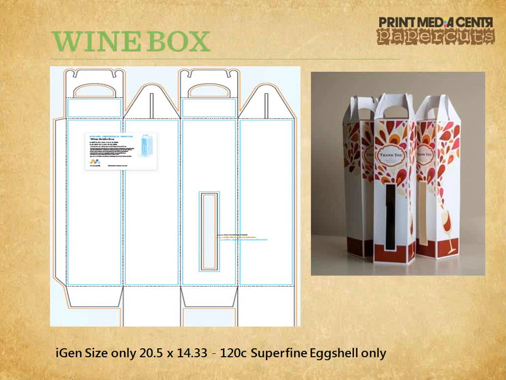So the wine box is one of the pieces that we have that literally only fits on an iGen, and that's 20.5 by 14.3, and we currently have two products that fit that size, a pocket holder and this. And this is a great piece. It doesn't need to just be a wine box. You could roll T-shirts up and hand them out for promotions. Or we've seen people do beautiful olive oil in them. So it's a really beautiful box. It is a 120 pound stock, very heavy, but a gorgeous, gorgeous box when it's completed.